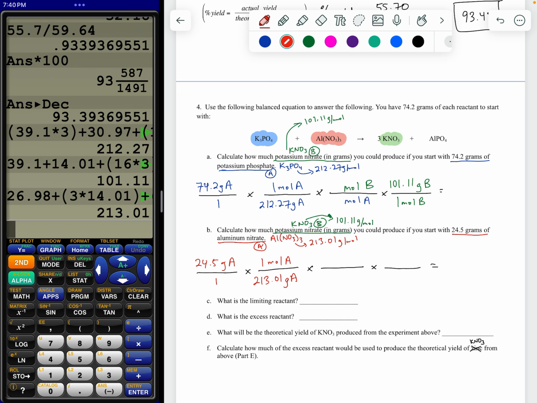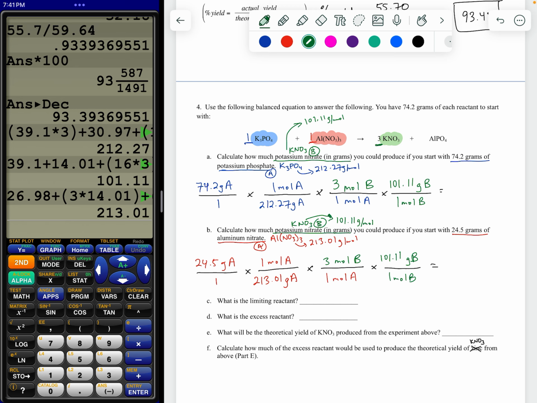We know per our balanced equation, we have 1 mole of A equal to 3 moles of B. And actually, we didn't do that here. 3 moles of B for the potassium nitrate. 1 mole there. And we actually also have 1 mole of our potassium phosphate there. So that is 1 mole of A at the top there. And then we roll through, and we know that there's 1 mole of B, and that's equal to the 101.11 grams of B. And so we're going to go through each of these problems.